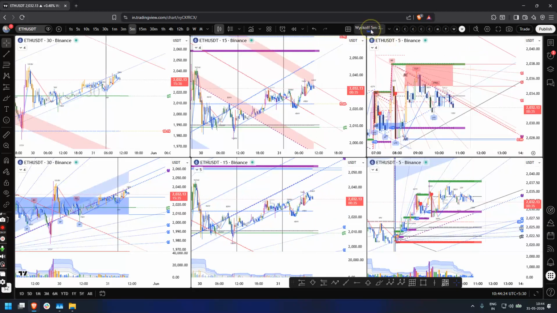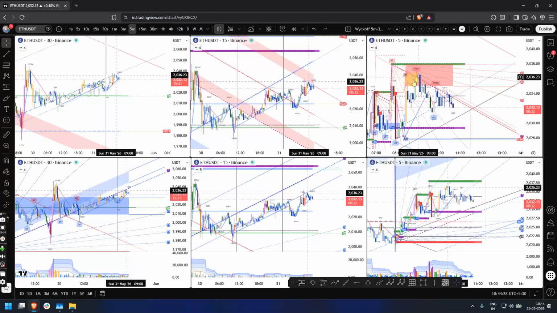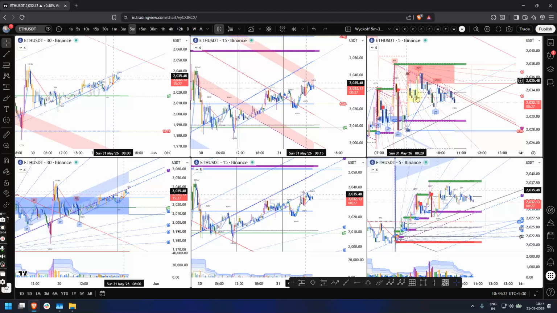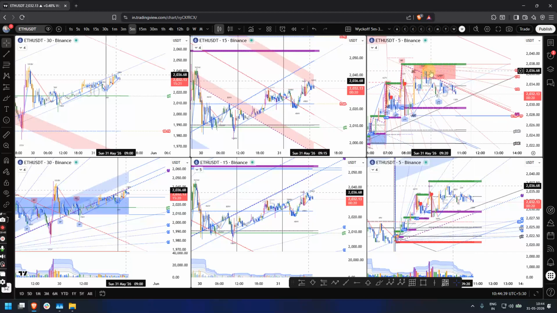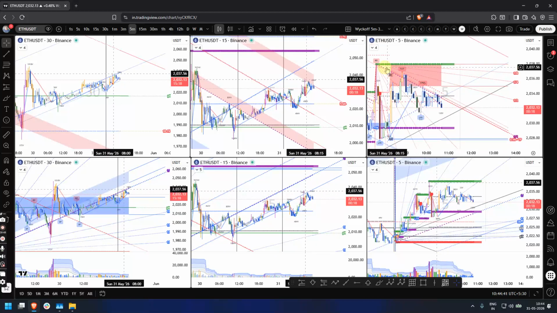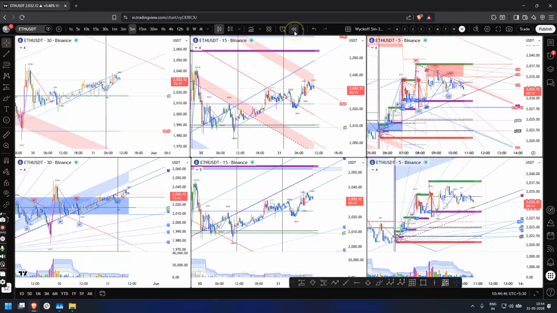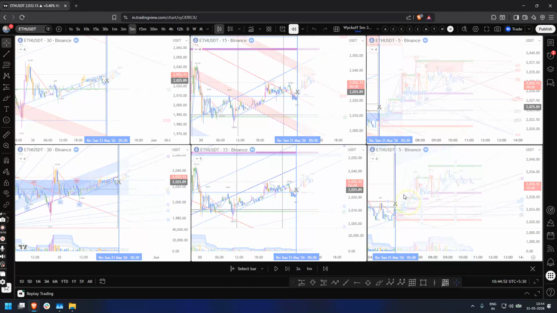So this is the current state of Ethereum. You see, there are new distribution structures forming, all these trend lines. Well, first of all, let's analyze it from the starting point here. Okay, it's gonna be much easier than, check this out.